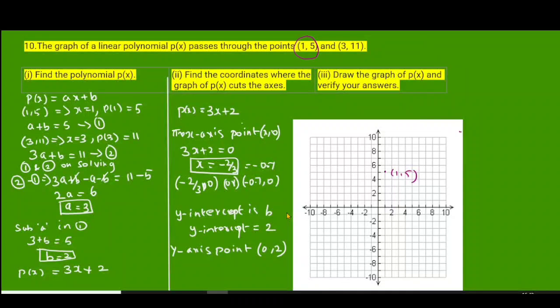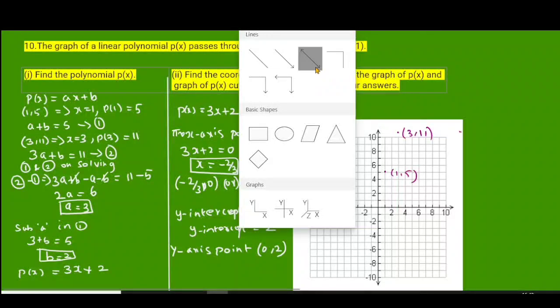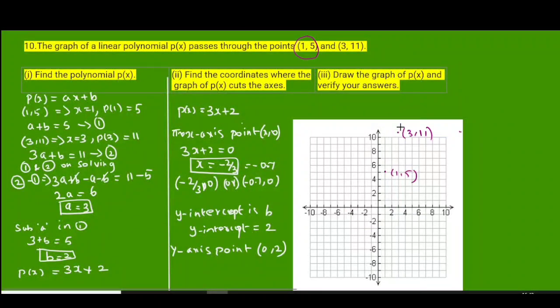So here we can take the point (3, 11). Now joining these two, we will be getting a straight line. We'll check which point on the x-axis and which point on the y-axis that line passes through. Extend it and make it touch the axes.